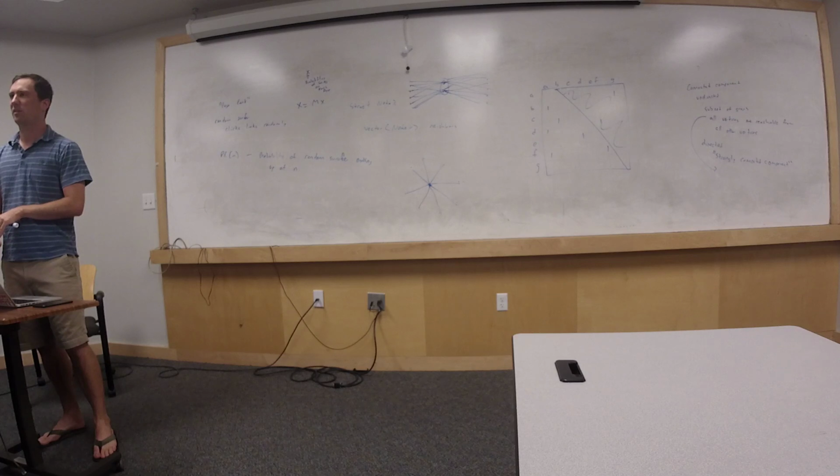So this gives us a relative importance of the various nodes in the graph, right? How do we get to the various nodes?